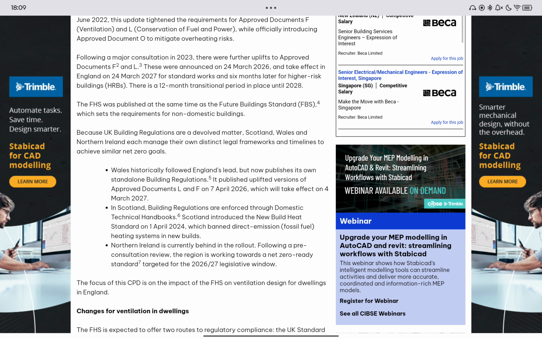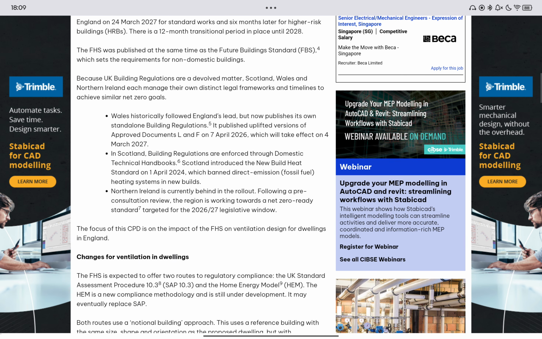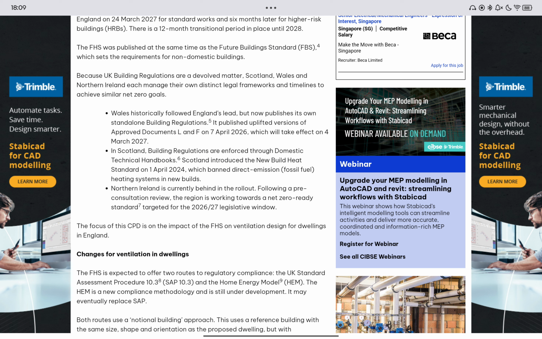The FHS was published at the same time as the Future Building Standard, or FBS, which sets the requirements for non-domestic buildings. Because UK building regulations are a devolved matter, Scotland, Wales and Northern Ireland each manage their own distinct legal frameworks and timelines to achieve similar net zero goals. Wales historically followed England's lead but now publishes its own standalone building regulations. It published uplifted versions of approved documents L and F on the 7th of April 2026, which will take effect on the 4th of March 2027.